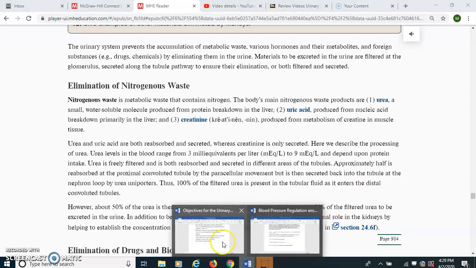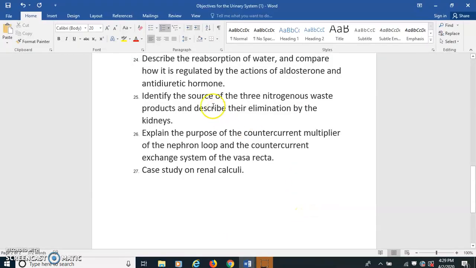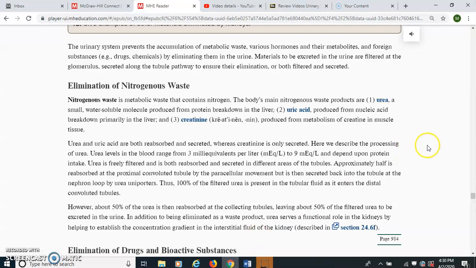As I was going through these, I kind of changed the wording of the objectives, and I'll update this objective list on Blackboard, just because I noticed that it wasn't really as clear as what I intended it to be for what you need to know. Same way with objective 26 as well. So you can identify the source of those 3 nitrogenous waste products.